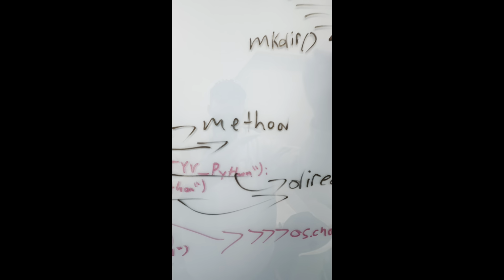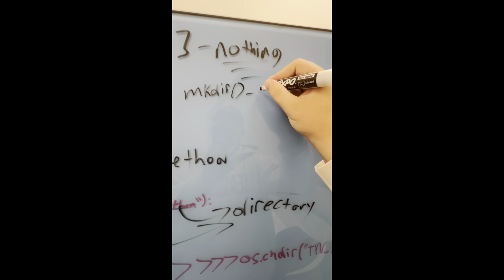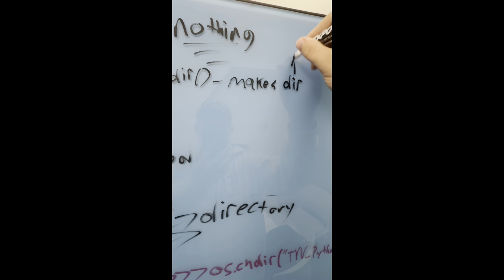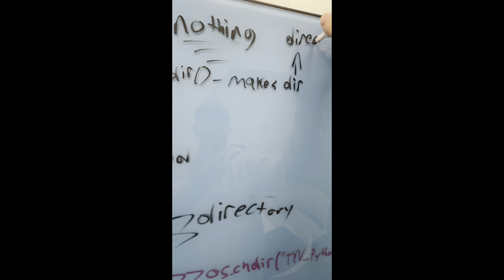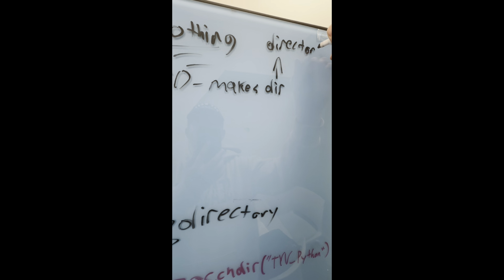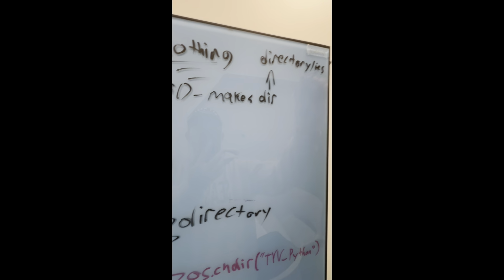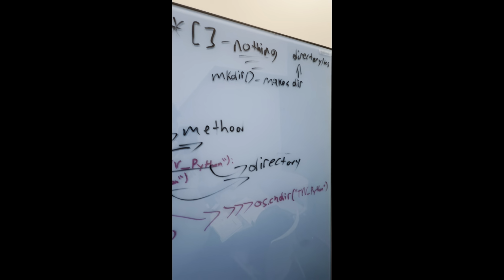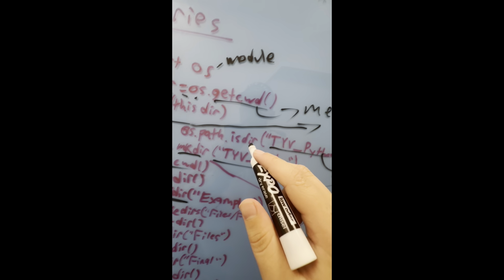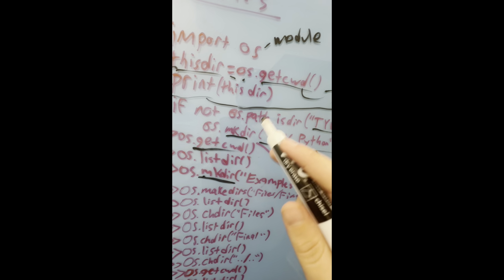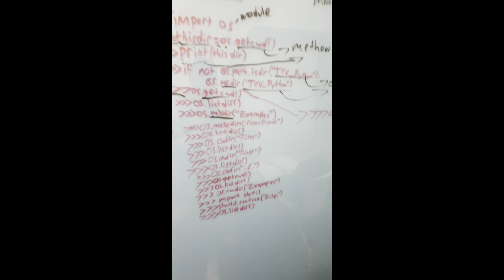So this command makes directories. We'll write that down: mkdir. I don't know why I keep saying command. I mean method. Makes dirs, which I'll also make that stand for directories. There's another command that removes it, but we'll get to that later.